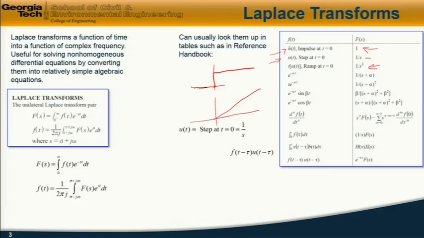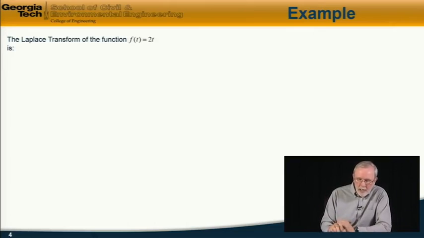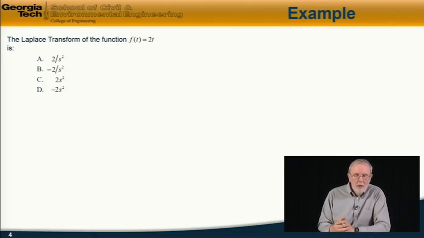And if the function is shifted in time by an amount tau, then the transform of that function is given by e to the minus tau s multiplied by the Laplace function, which is the last equation right here. So to see how we use that, let's compute the Laplace transform of the ramp function f of t is equal to 2t.